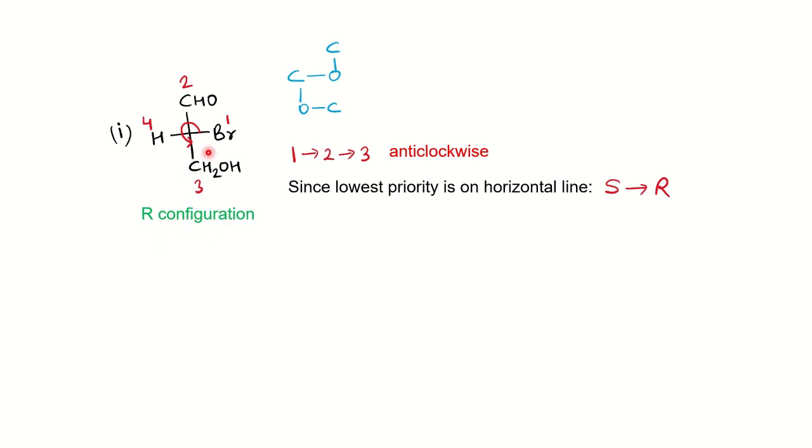So what we have done: the first step is to see whether your stereogenic center is present, with all 4 different groups. Then priority should be given 1, 2, 3, 4 based on the atomic number. Okay, and if your lowest priority is on the horizontal line, in that case whatever configuration you are getting, you have to just convert it. Okay, anti-clockwise is S and clockwise is R. Since it is anti-clockwise, S will convert into R configuration.